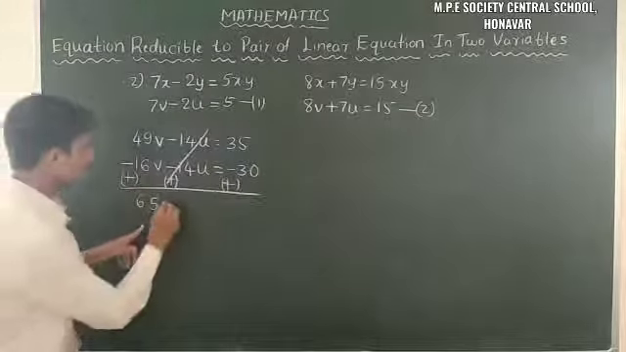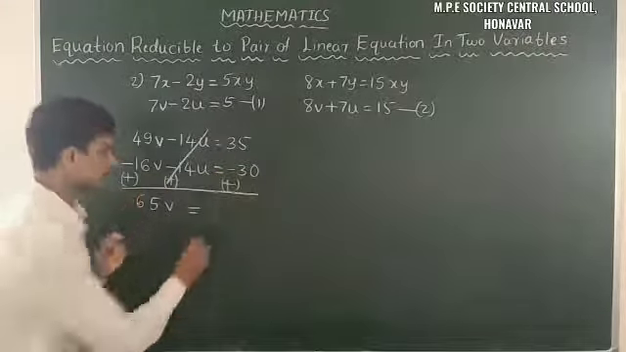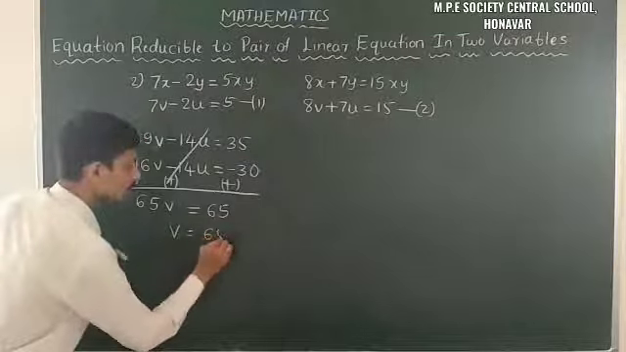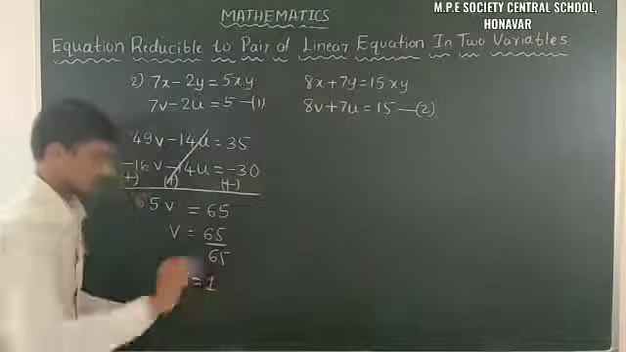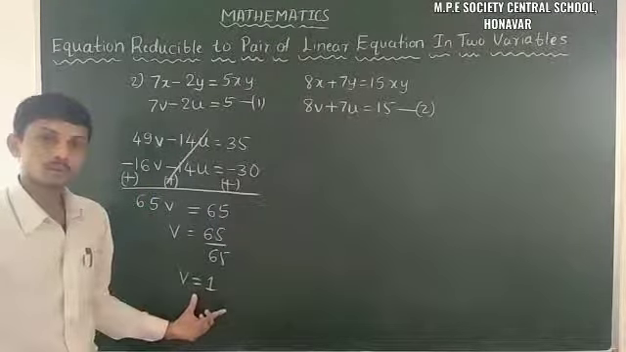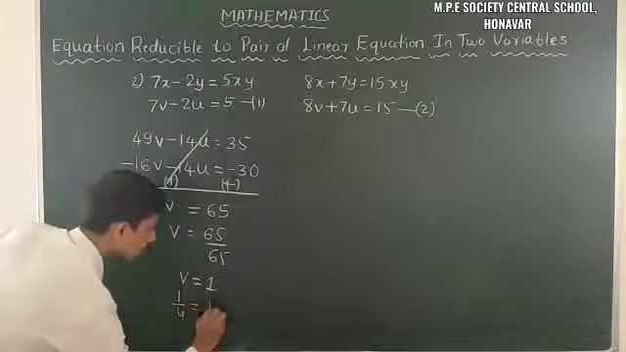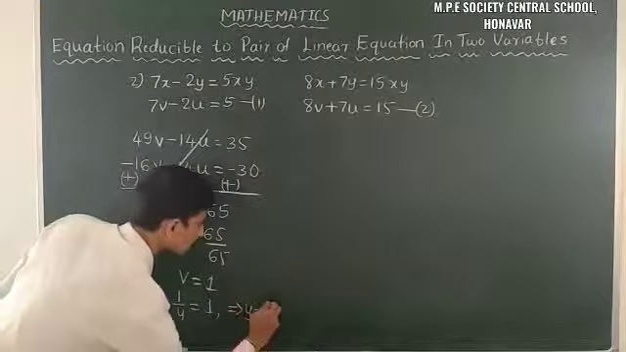65b is equal to 35 plus 30, which is equal to 65. So b is equal to 65 by 65, which is equal to 1. So we got the value of v is equal to 1. So that means v is equal to 1 by y is equal to 1. So this implies the value of y is also 1.